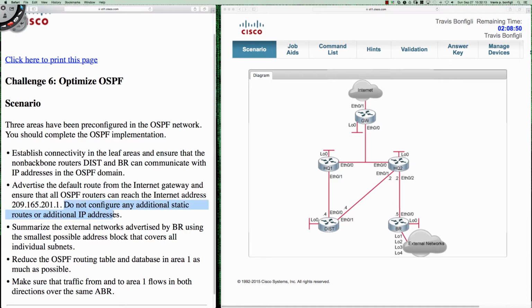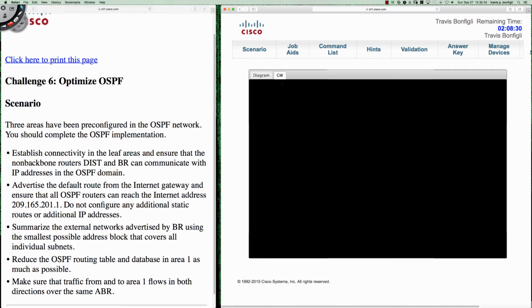Don't configure any additional static routes. So here is the restriction: we cannot configure any additional static routes or additional IP addresses on the gateway router. So this is definitely an indication that we're going to use default-information originate always. In fact, let's jump onto the gateway router and take care of that right now. We'll go from user exec to privilege exec into global config.